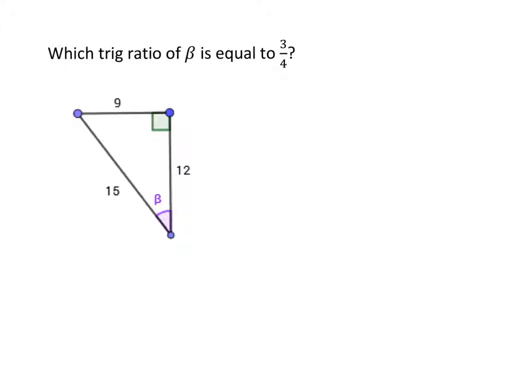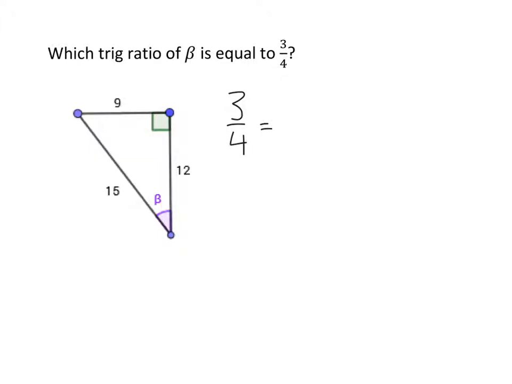If we remember back to some examples we did in the last objective, when we found the trig ratios, we had to reduce them if we could. So if we had a fraction like 6 over 8, we would have to reduce it to 3 over 4. So in this case, if our trig ratio isn't directly equal to 3 over 4, 3 over 4 must be the reduced form of the trig ratio. So we know that 3 over 4 must be equal to some ratio of these sides.